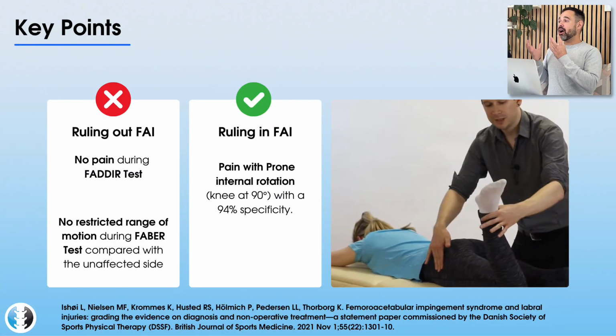And then we have our objective assessment findings. What were the things in our physical examination that guided us in the direction of FAI? Well, we have this fabulous paper where the reference here is at the bottom from Ishoy et al. from 2021, where they noted 3 key tests that can really help in the diagnosis of FAI. So the first 2 tests are tests that we can use to rule FAI out. So, if a patient has no pain during the Fadir test and no restricted range of movement during the Faber test compared to the unaffected side, that can help us rule out FAI.